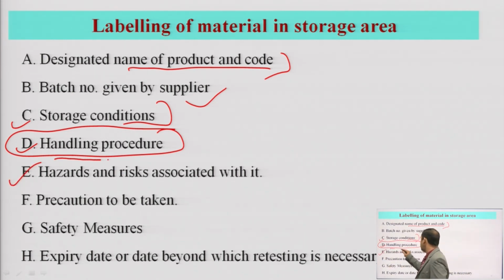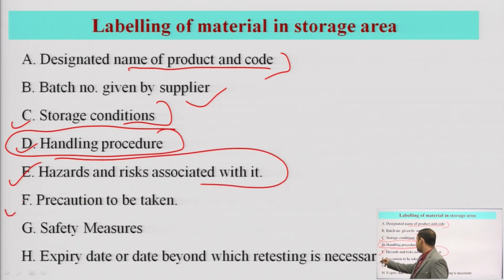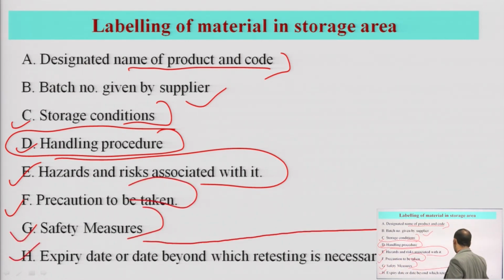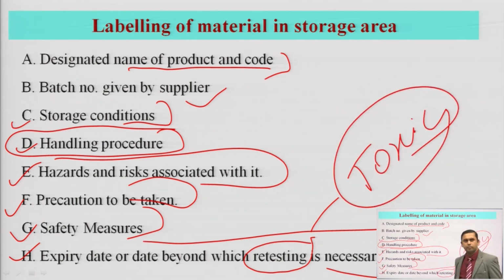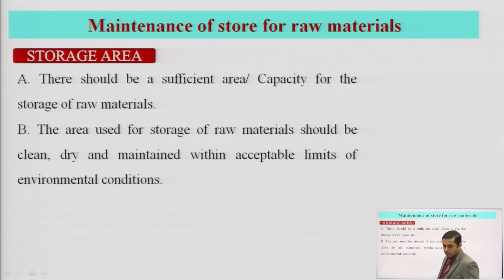Hazards associated with it, precautions to be taken, safety measures, and expiry date beyond which retesting is necessary. Retesting, otherwise it will become toxic. That is why retesting is necessary. So, how you will do the maintenance of the store of raw material.